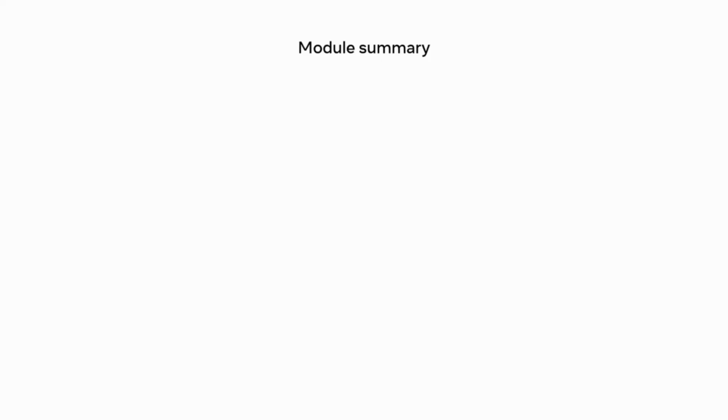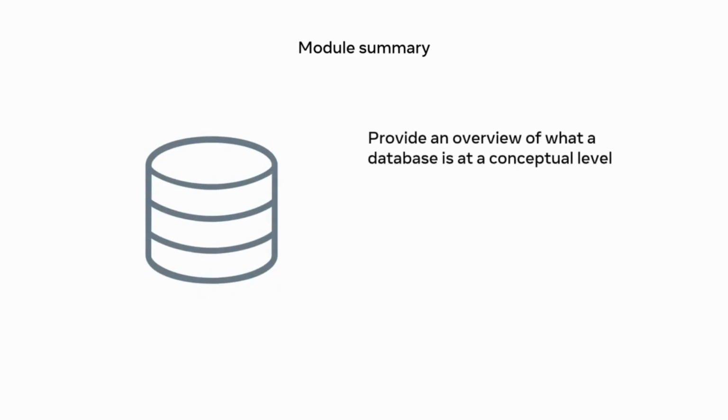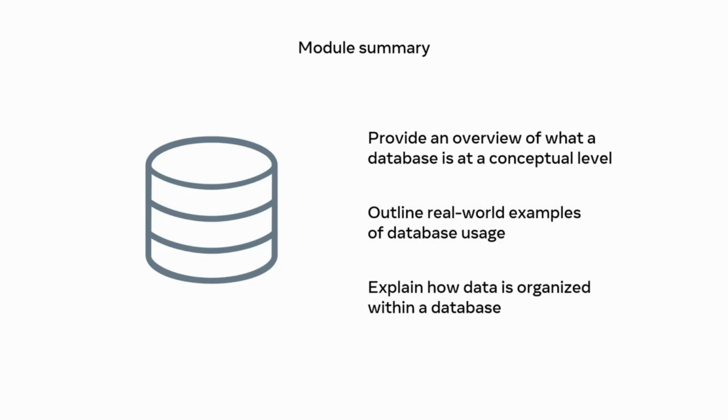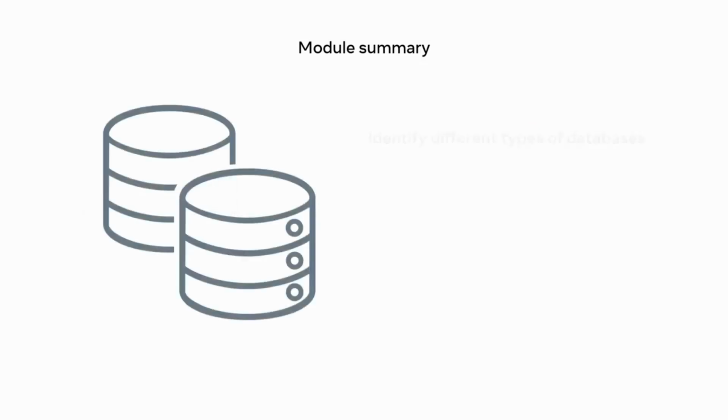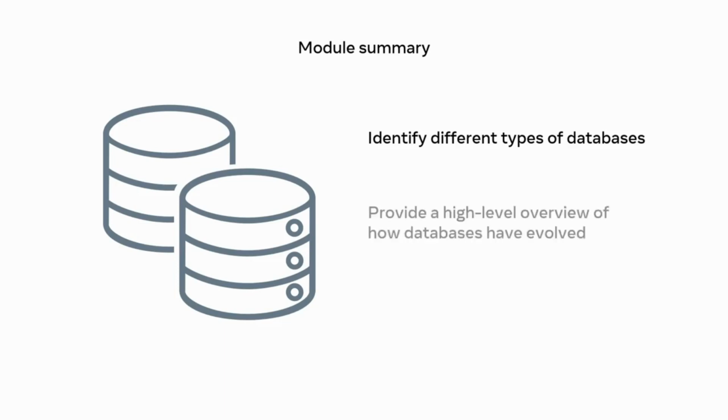It's now time to recap the key points and concepts you learned and skills that you gained. You began the module with an introduction to databases and data. Following the completion of this first lesson, you can now provide an overview of what a database is at a conceptual level, outline real-world examples of database usage, and explain how data is organized within a database. You can now also explain the importance of related data within a database, identify an instance of related data within a database, and provide an overview of new trends in database applications. You're also able to identify different types of databases and provide a high-level overview of how databases have evolved.